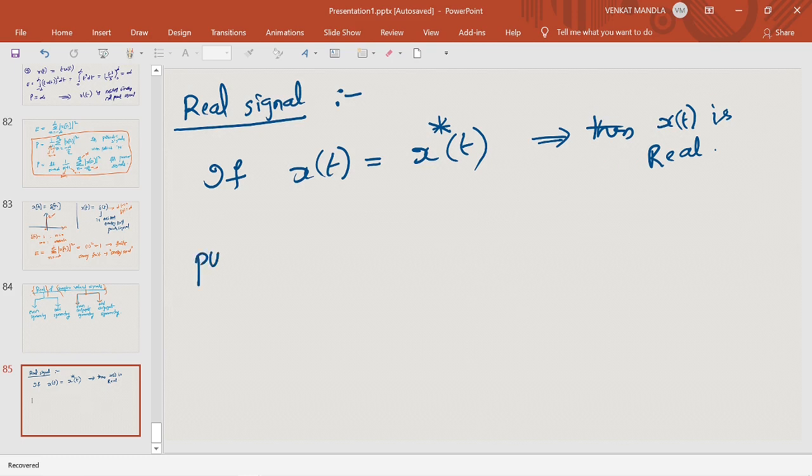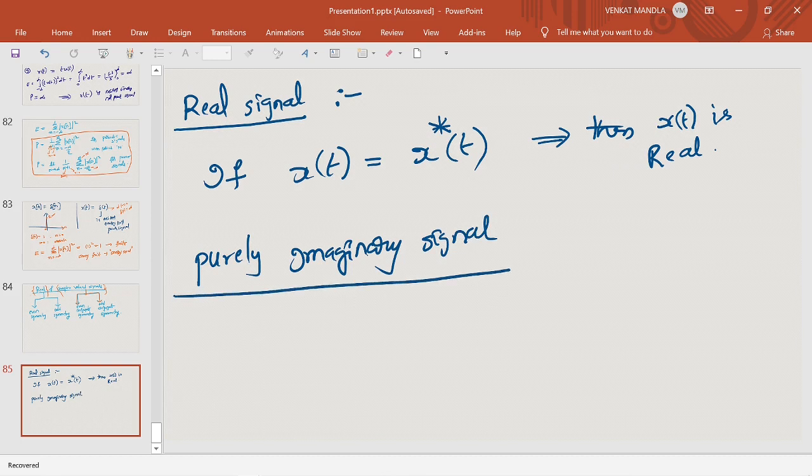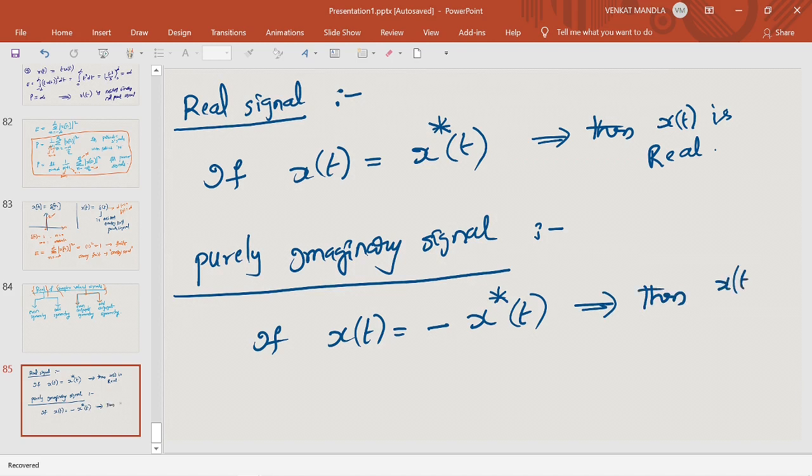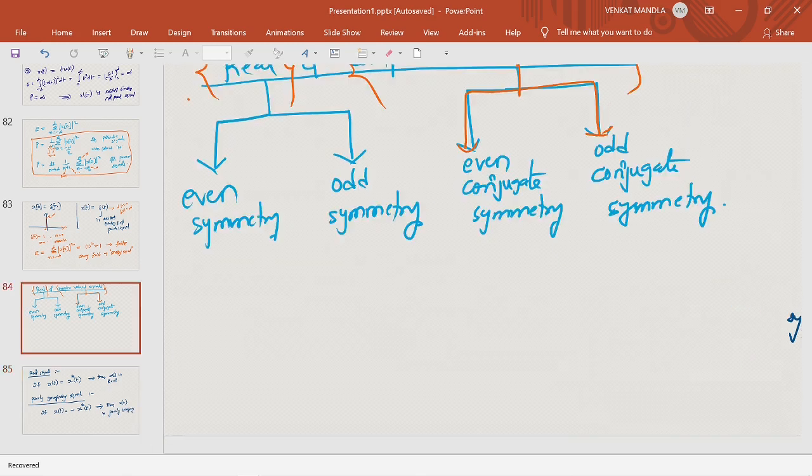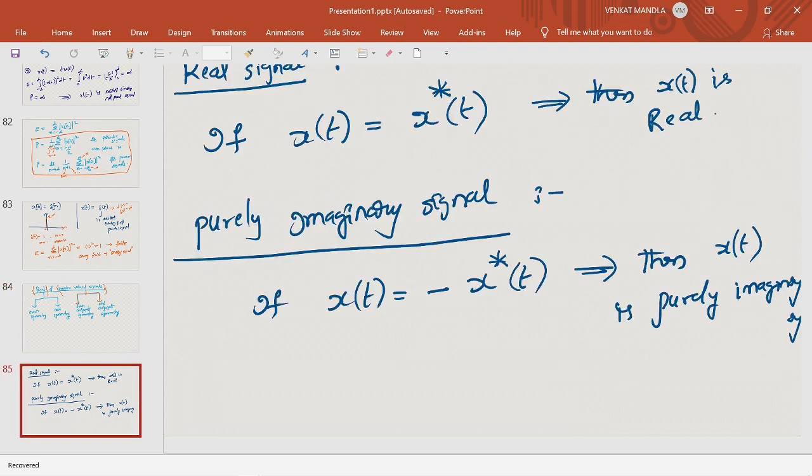Okay. And what is a purely imaginary signal? If x of t equal to minus x conjugate of t, then x of t is purely imaginary. I will give examples, then you can understand.